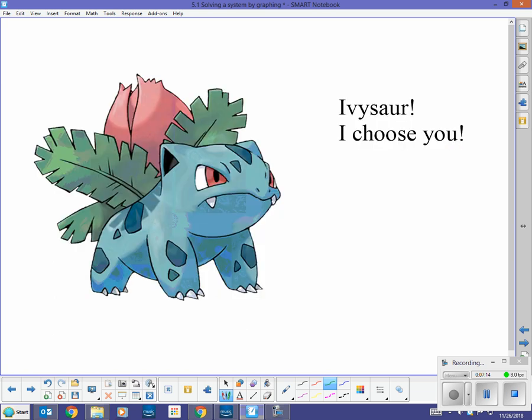And that's it. We've got some word problems we'll go over in class, but that's the basic parts of this lesson on solving a system of equations by graphing.